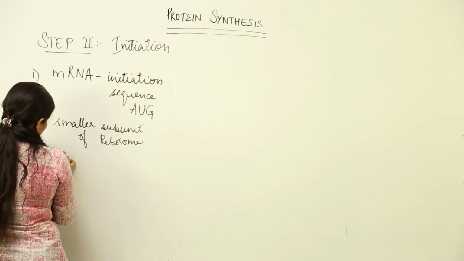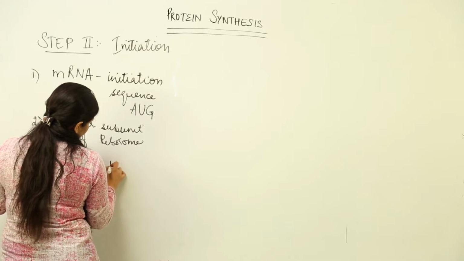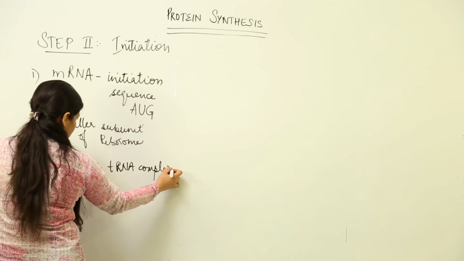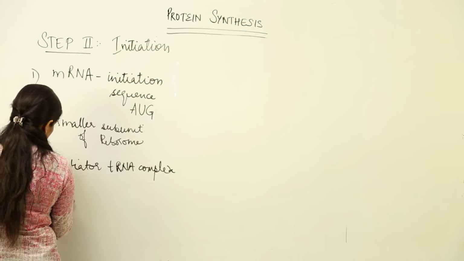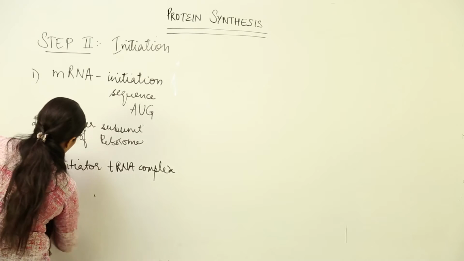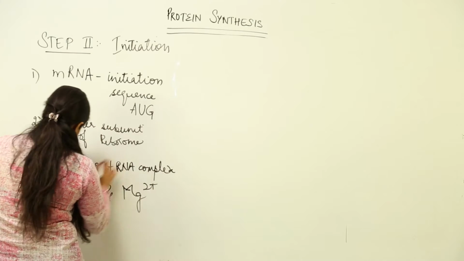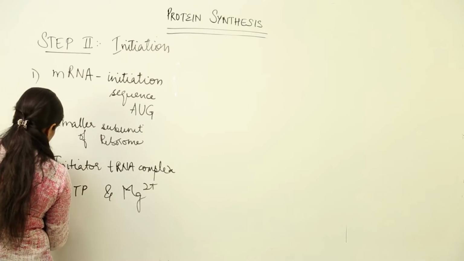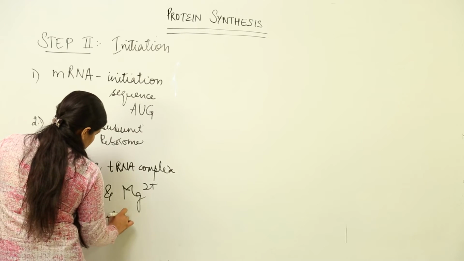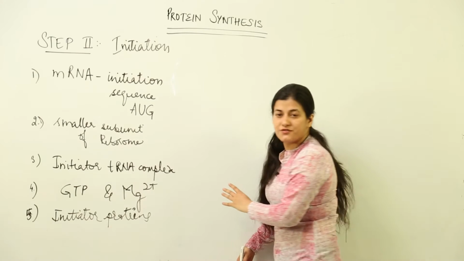Then what do we have? We have certain initiator proteins, but before that we have initiator tRNA complex. Then we have additional products like GTP, and that is guanosine triphosphate, and magnesium ions. And apart from this, we have certain initiator proteins. We begin initiation with these 5 things.